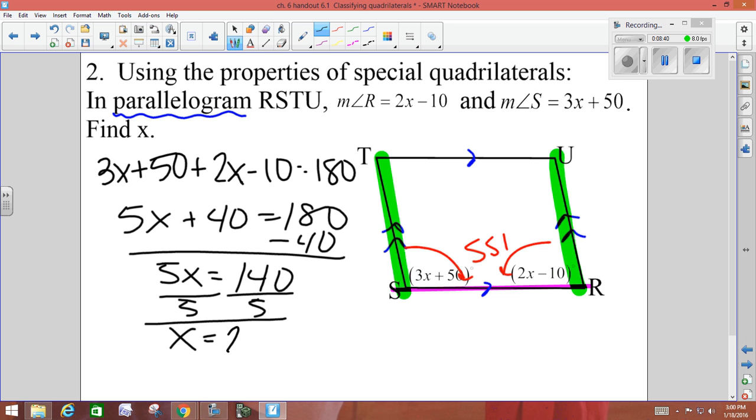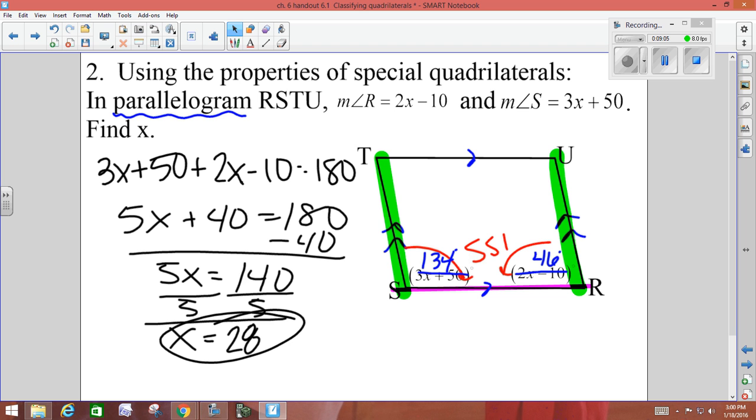28. How can we check that we're right? All right, well, 2 times 28 is 56 minus 10. 3 times 28, 84, plus 50. 134. What's 134 plus 46? All right, so then x equals 28.